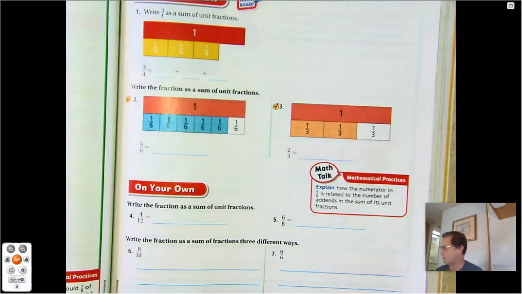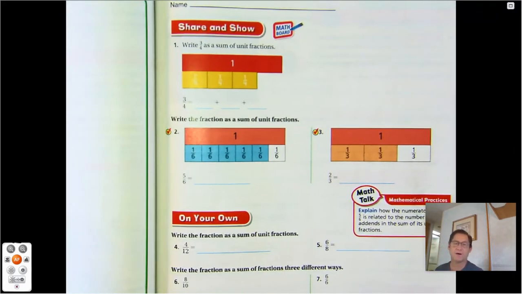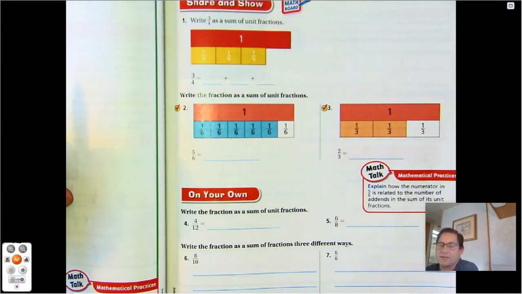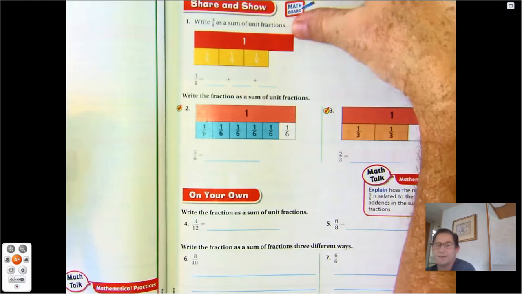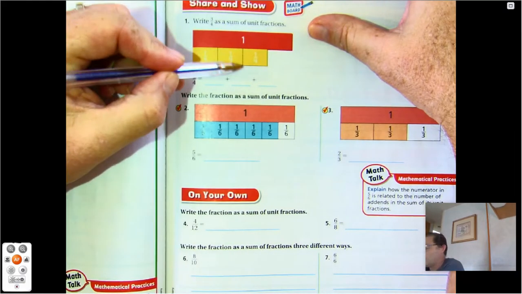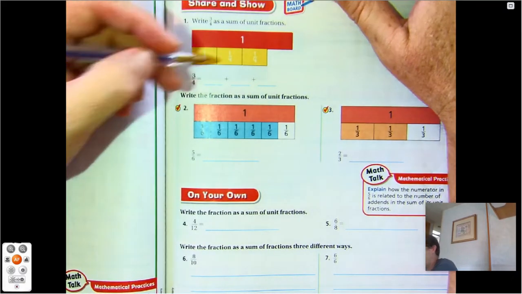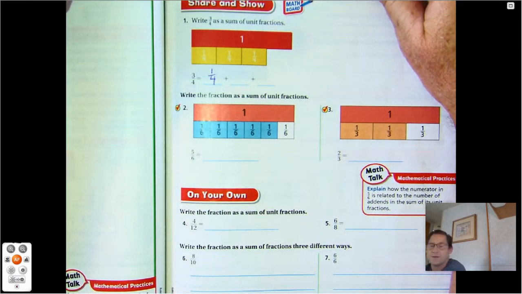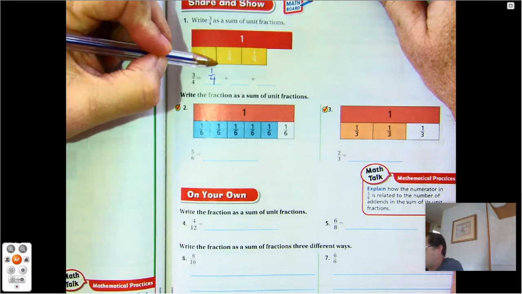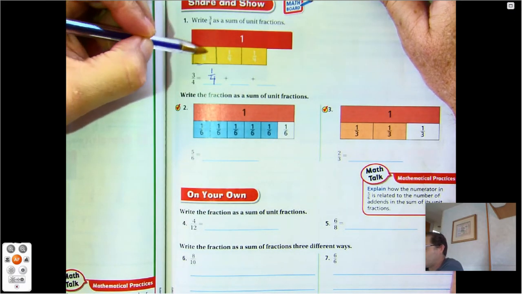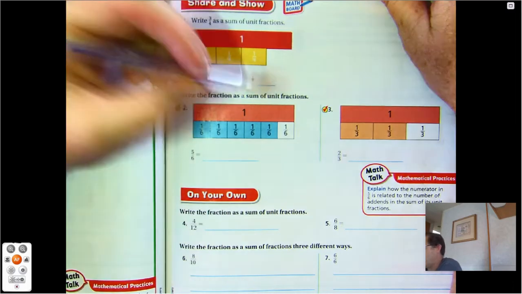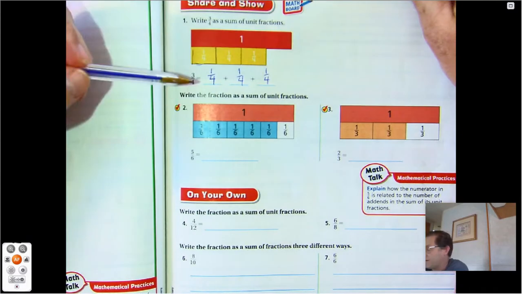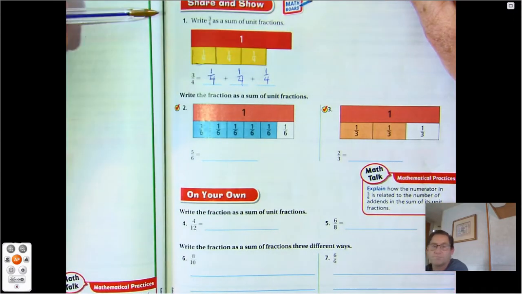All right, page 285, number 1. We need to write 3/4 as a sum of unit fractions. So we see the one whole here, and we have 3 yellow 1/4 tiles. Well, each piece is 1/4. So in this model, each piece of the whole is 1/4. So to write it as a sum of unit fractions, it would be 1/4 + 1/4 + 1/4 gives us 3/4.